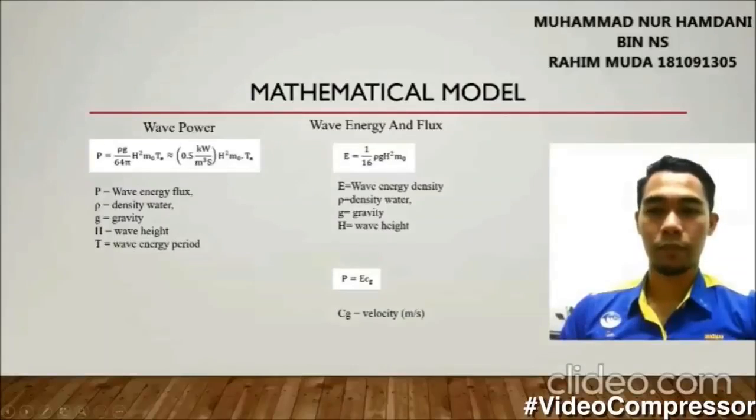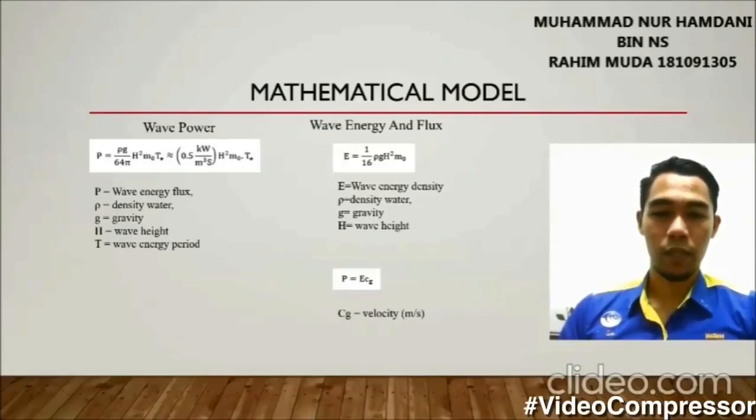Mathematical model: wave power, wave energy and flux. P is equal to wave energy flux. Rho is the density of water. g is equal to gravity. H is wave height. T is wave energy period. E is equal to wave energy density.